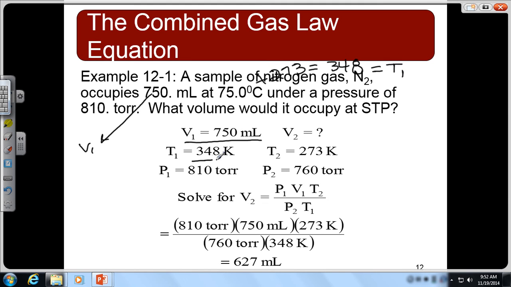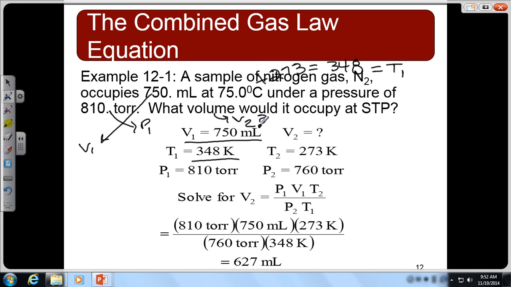I've got all this listed. And my pressure initially is 810 torr. So there's my P1. If you want to convert to ATM, you can, that's fine, but you don't have to. It's probably simpler just to use what's given there. It's looking for volume. It says what volume? So that means I'm trying to find V2, right? Would it occupy at STP?